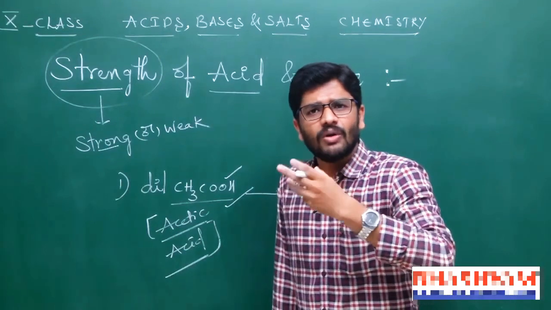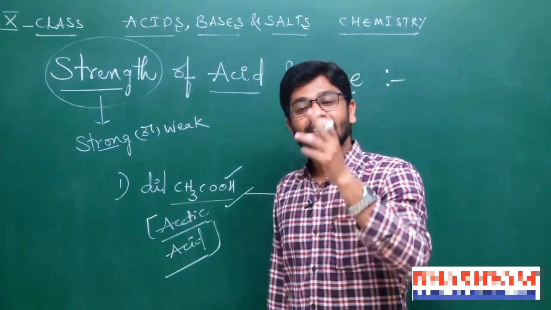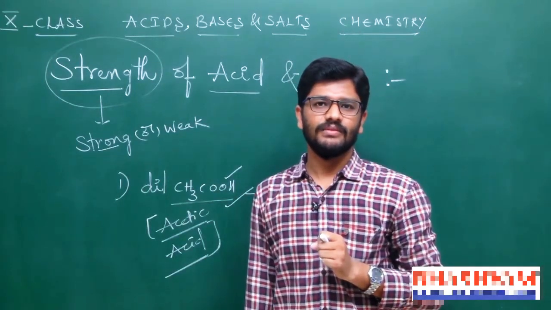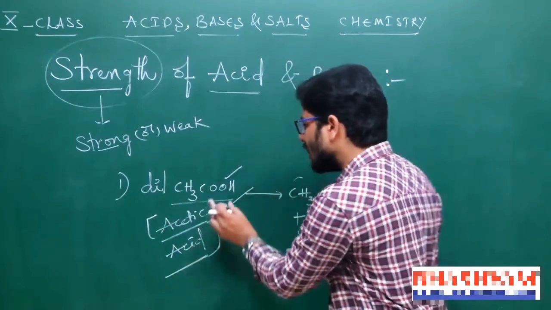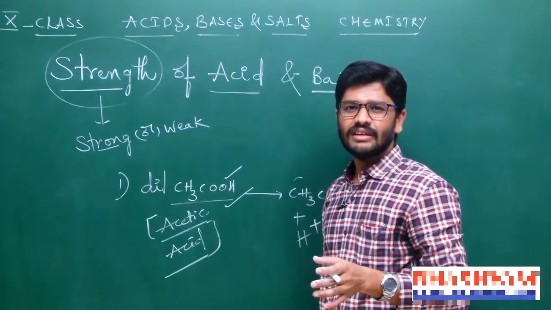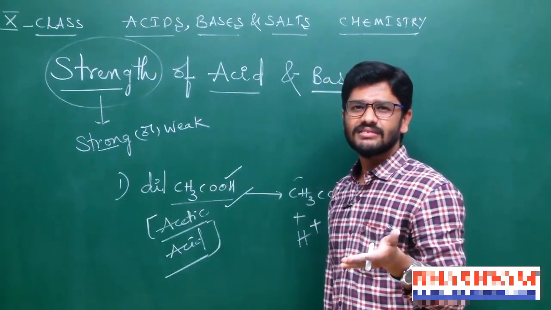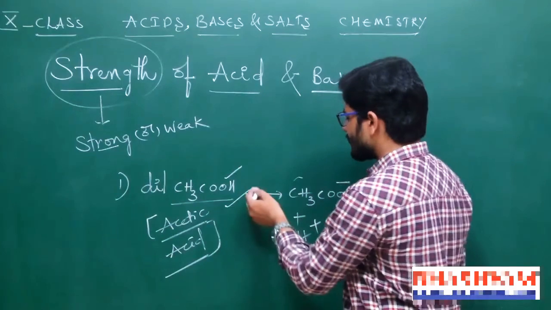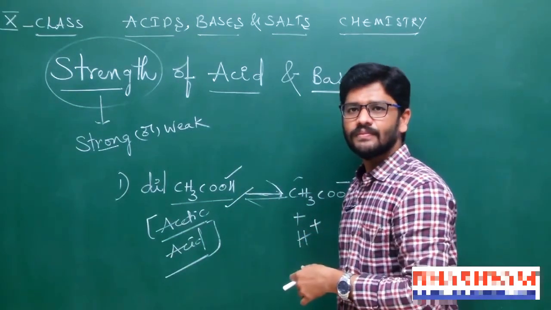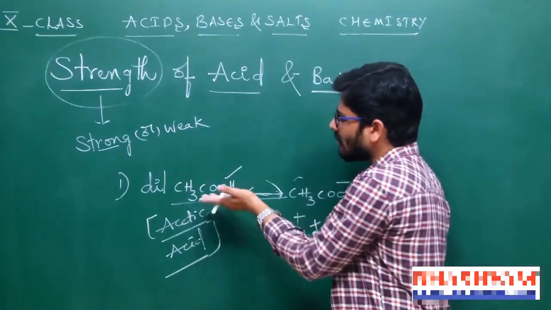Suppose if the bulb glows shiny, then that substance is called strong. Okay students, now diluted acetic acid is generally a weak acid. It does not produce more number of H plus ions. It does not undergo complete dissociation. It undergoes partial dissociation.